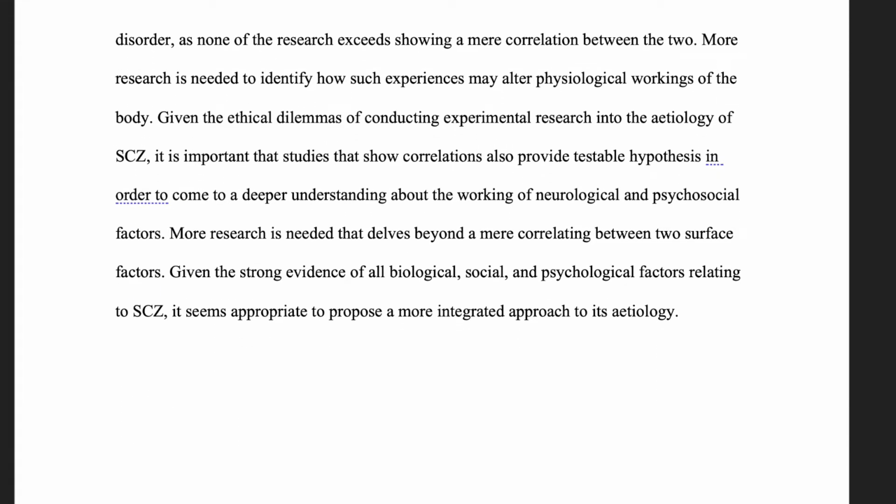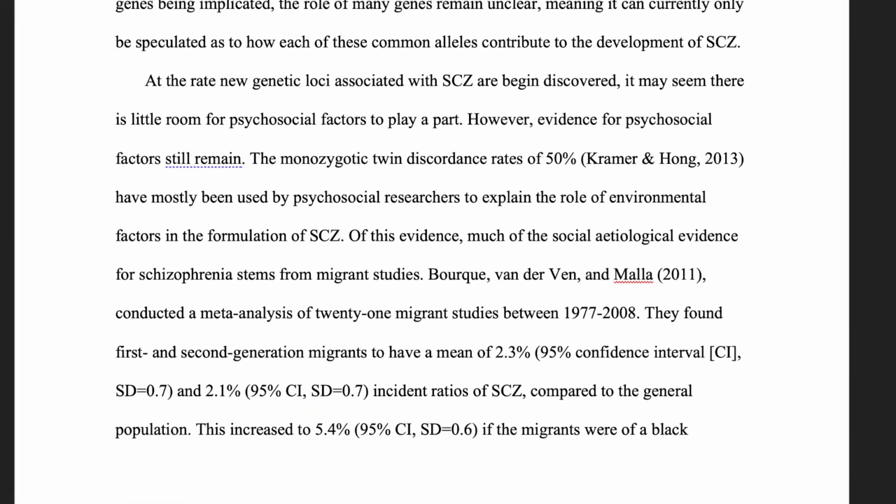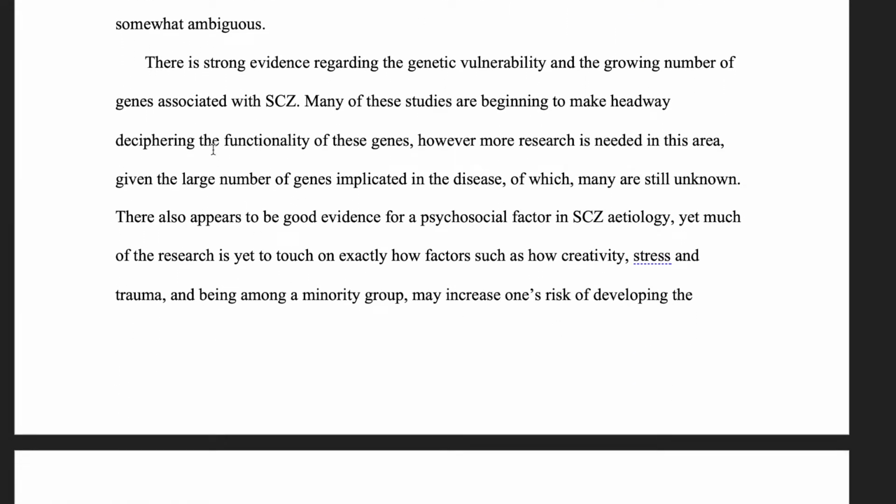Finally, note that I haven't argued for anything in the introduction. All I've stated was that I would be analysing the literature for evidence for the possible etiology of schizophrenia and whether or not they included psychosocial factors. So keep in mind that with a literature review, you're not arguing for anything like you might be in an essay. Instead, you're analysing the literature and then coming to a conclusion solely based on that literature.